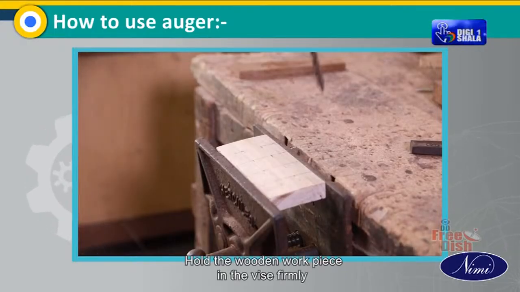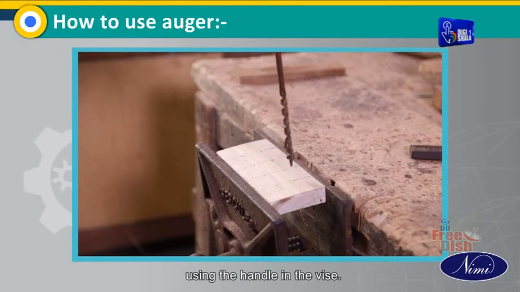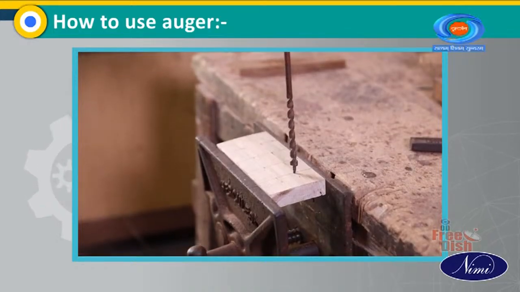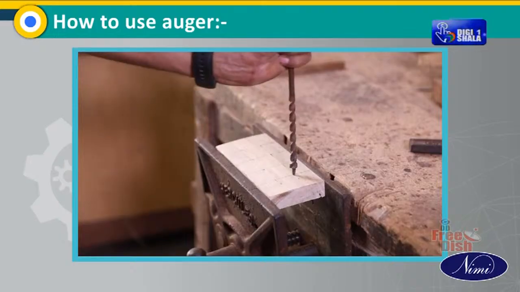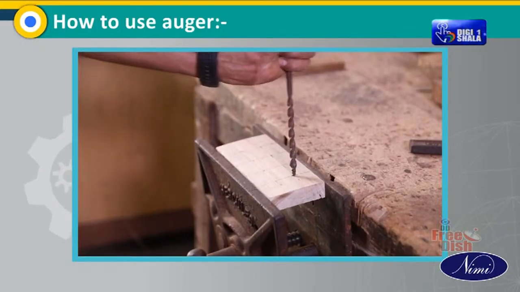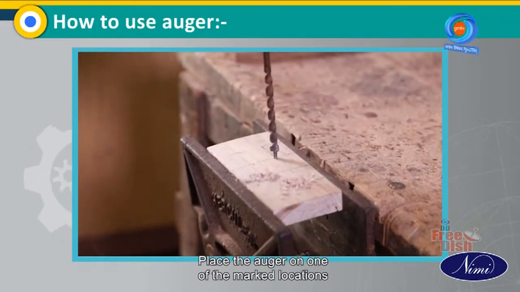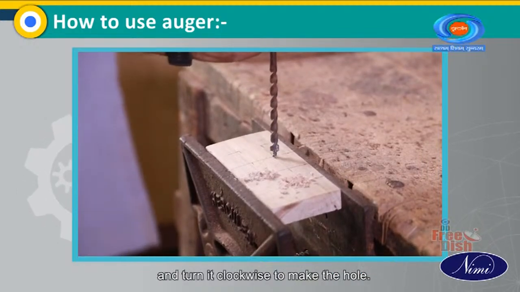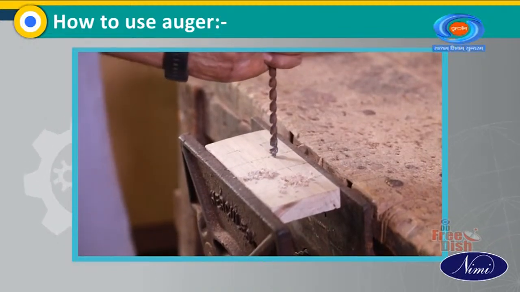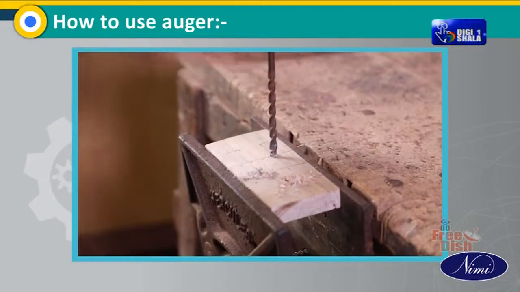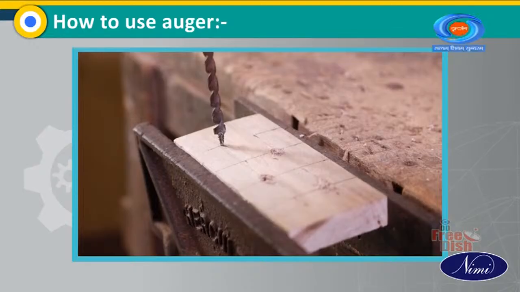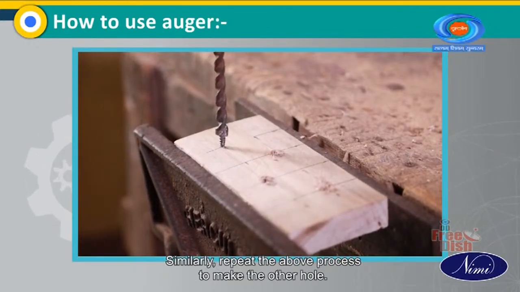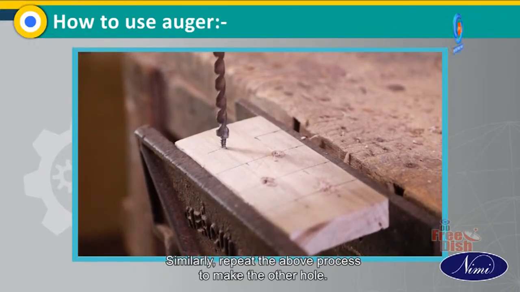Hold the wooden workpiece in the vise firmly using the handle in the vise. Place the auger on one of the marked locations and turn it clockwise to make the hole. Similarly, repeat the above process to make the other hole.